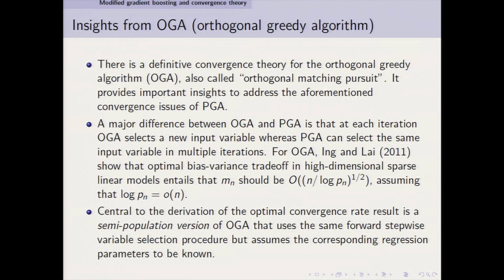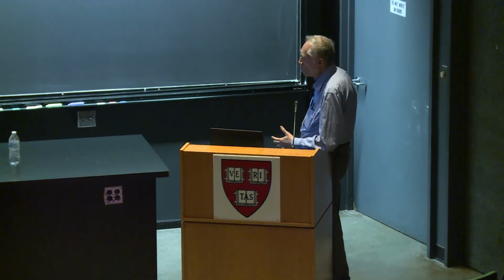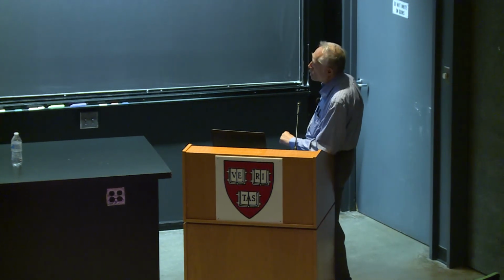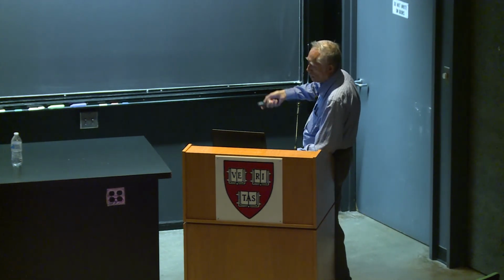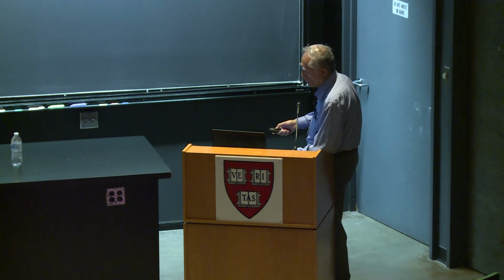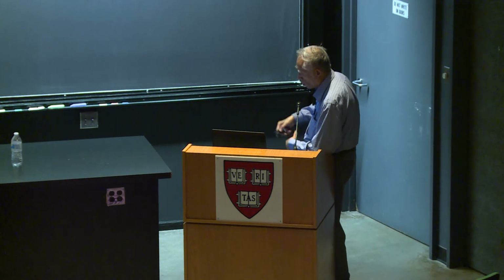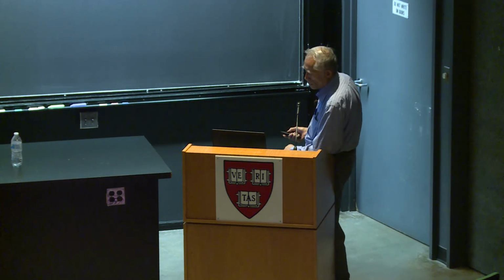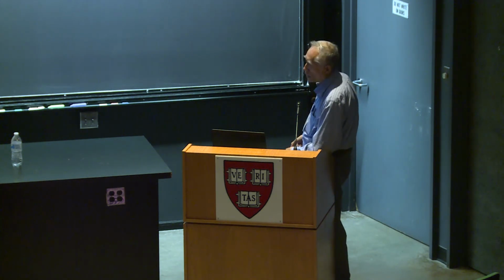For OGA, Ing and myself have been able to show that there is an optimal bias-variance trade-off. In other words, how many iterations should come in? When we think of OGA, you have a sample size n, and of course we assume there's an underlying sparse model. So how many variables should you include? If you include too few, there is bias. If you include too many, you may create a very big variance.